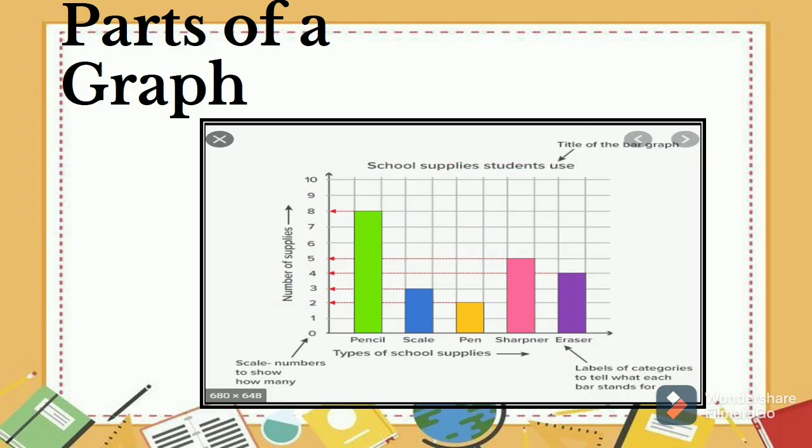Here are the parts of a graph: the title, the scale, and the labels of categories. On the upper part of the graph is the title. On the left side of the graph, the numbers on your screen are what we call the scale. The scale is represented by numbers to show how many. On the bottom part of the graph are the labels or categories, which tell us what each bar stands for.